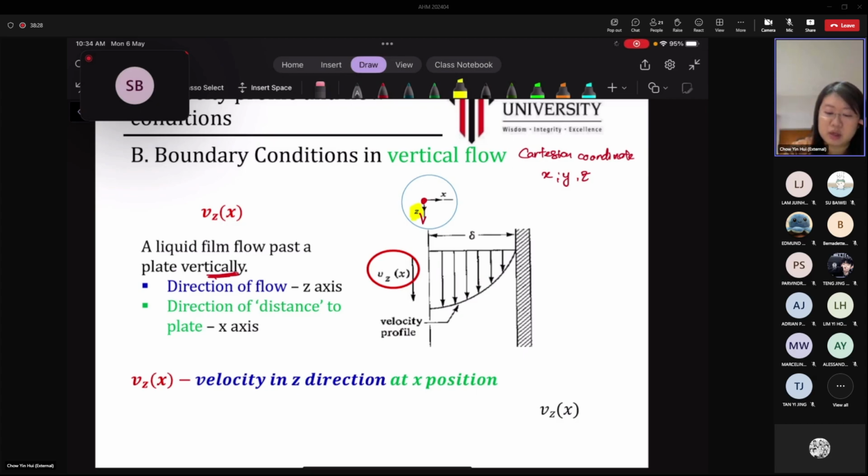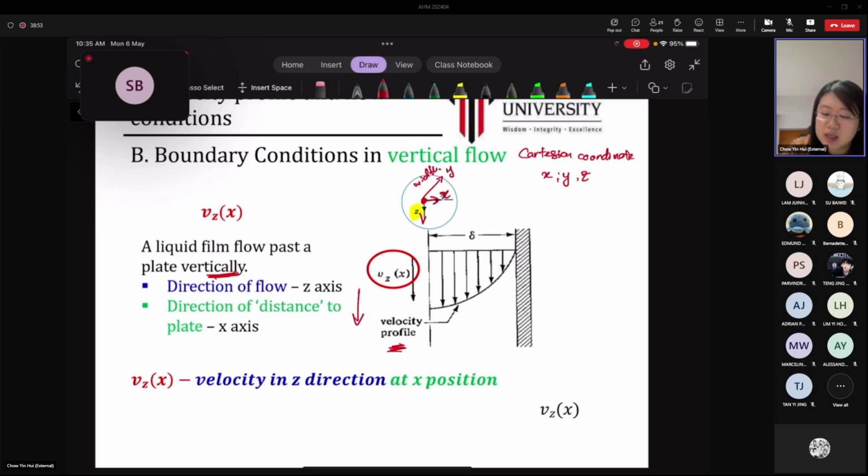So for this case here, we are assuming that we have a fluid that is flowing down. It's not being pumped up, so it's flowing down. And this direction here is the x direction. So for the width of the fluid flow, let's say this is the width, then it will be in the y direction.